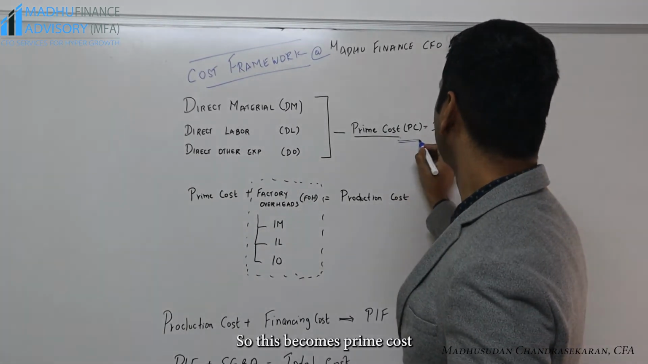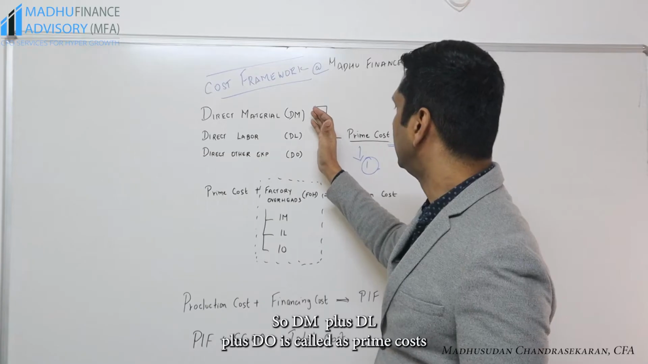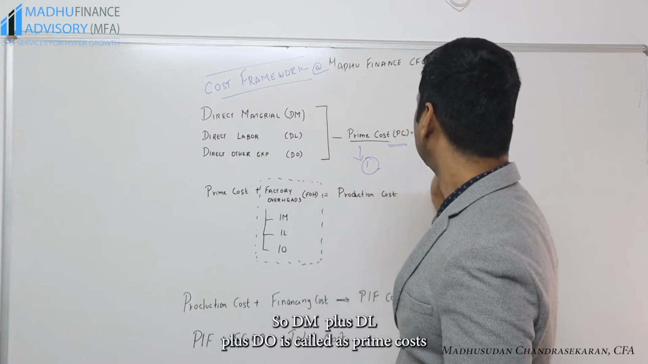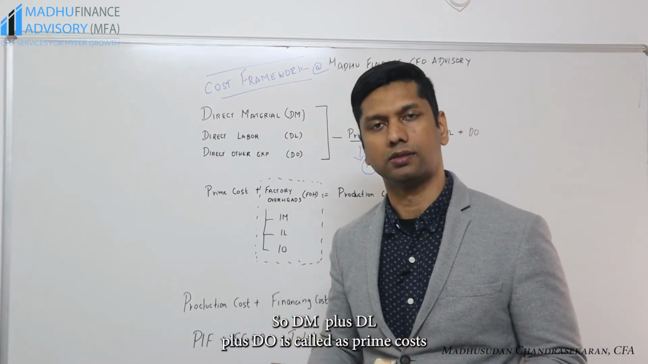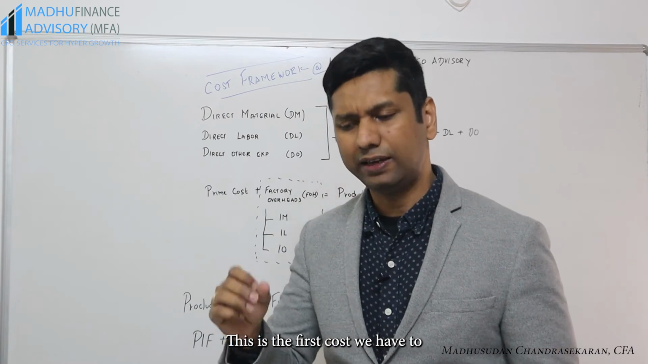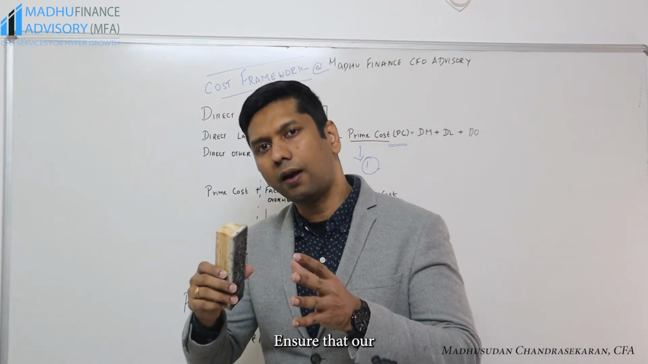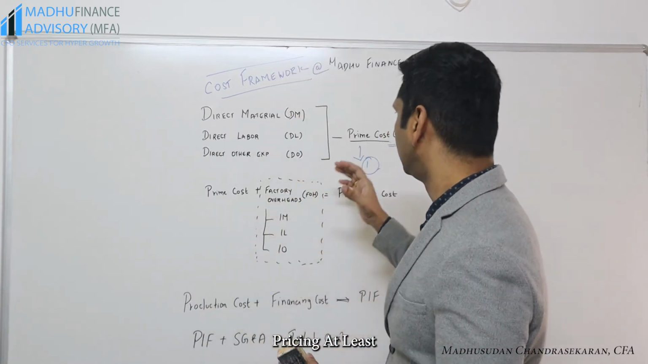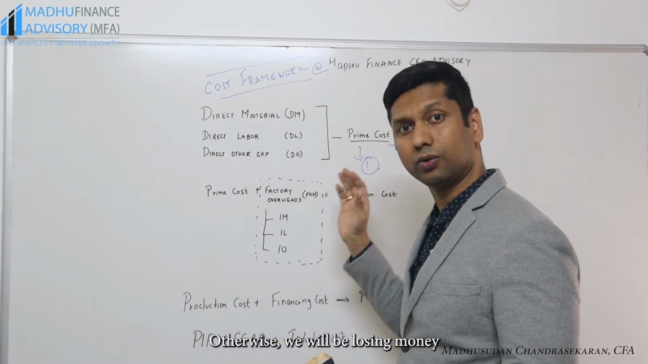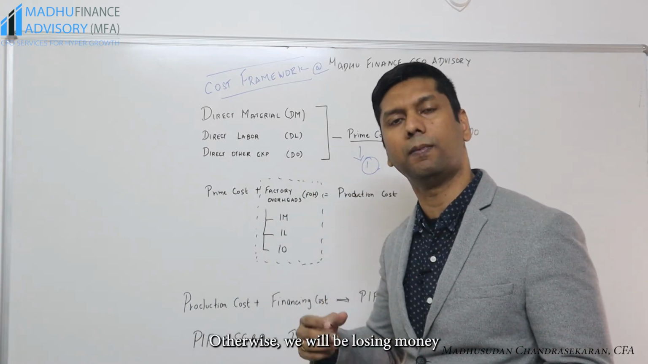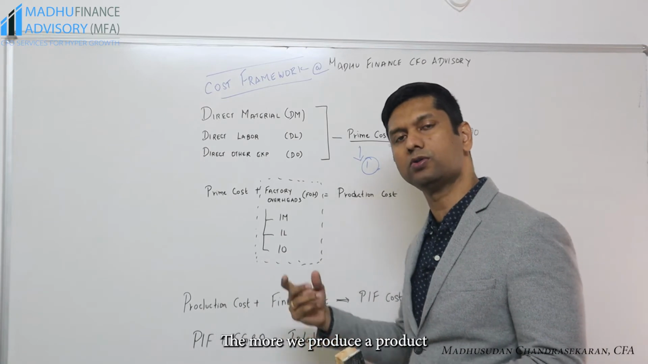So this becomes prime cost. DM plus DL plus DO is called the prime cost. This is the first cost. We have to ensure that our pricing at least takes care of this prime cost. Otherwise, we will be losing money the more we produce a product.